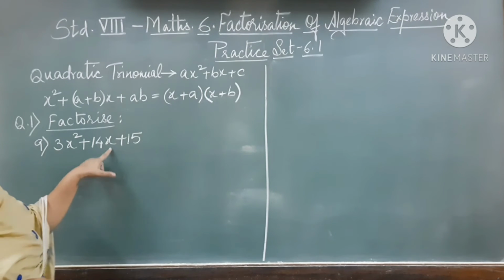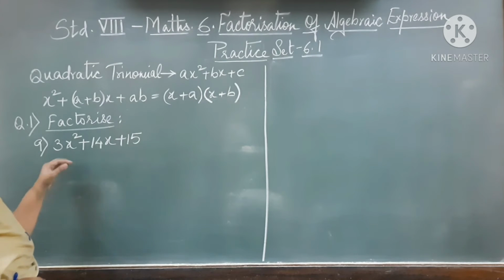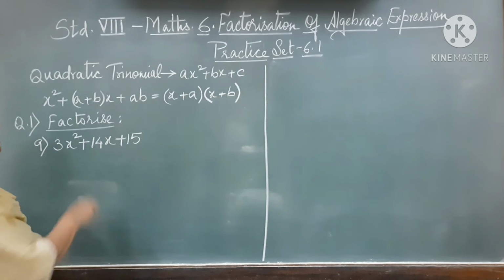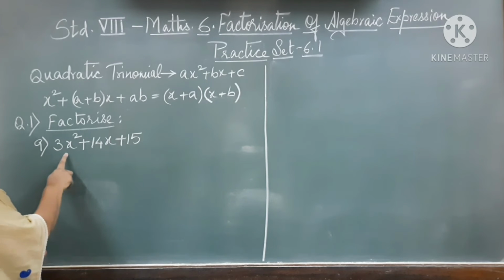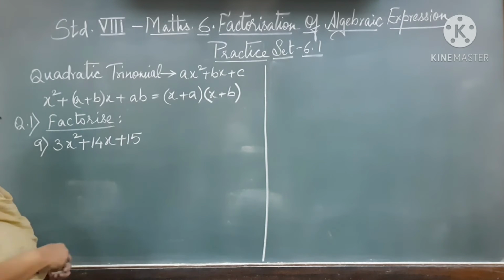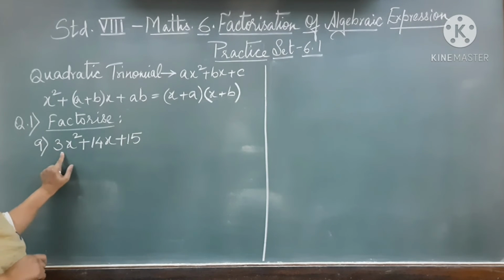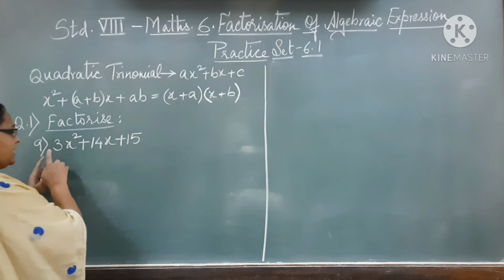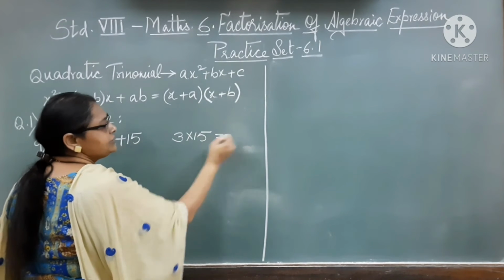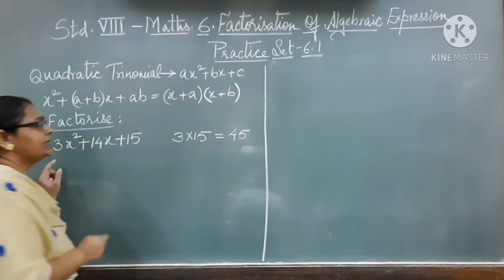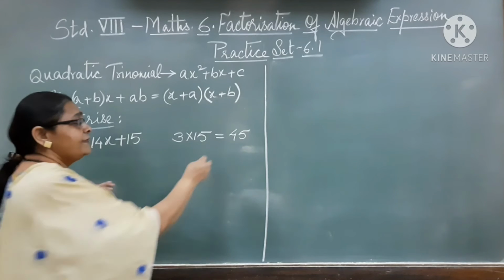3x squared plus 14x plus 15, which is the ninth problem. So this trinomial has got 3 and 15. 3x squared is the first term, 14x is the middle term, and 15 is the constant term. Now here we have a number in the coefficient place. So here we will have to multiply 3 and 15. So 3 multiplied by 15, 15 3s are 45. So here we are going to find out factors of number 45.